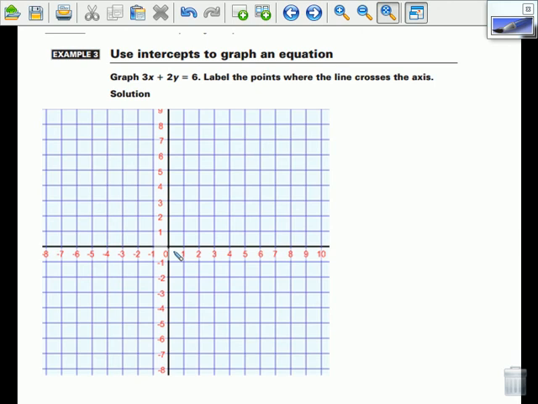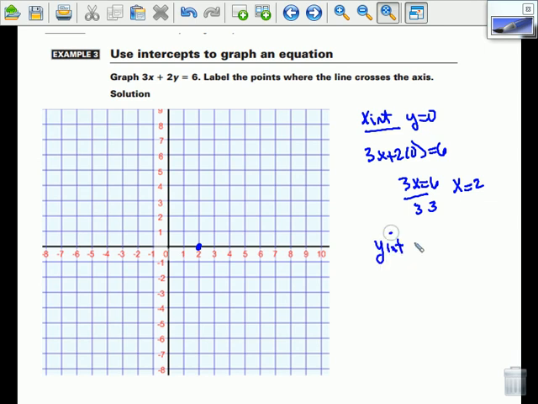And finally, they're going to give you an equation, and they want you to label the points where the line crosses the axis. So we're going to go ahead and solve for the x and the y-intercept and then graph it. So to solve for the x-intercept, remember, we set y equal to 0. So we have 3x plus 2 times 0 equals 6. 3x equals 6. So x equals 2. So I'll come right over here and put a point where x equals 2.